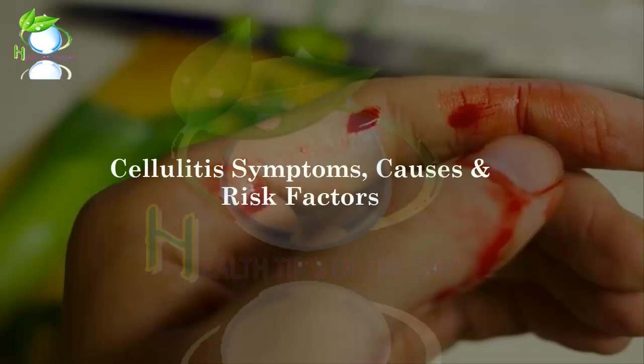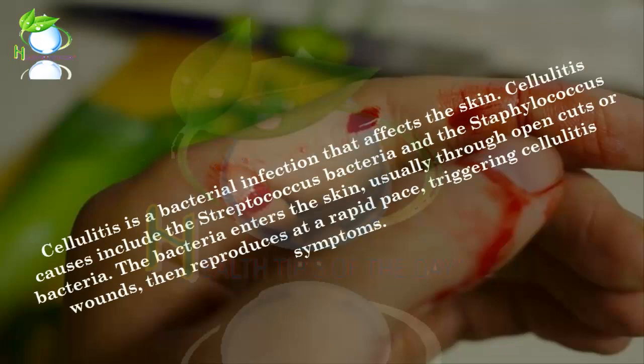Cellulitis symptoms, causes and risk factors. Cellulitis is a bacterial infection that affects the skin. Cellulitis causes include the Streptococcus bacteria and the Staphylococcus bacteria. The bacteria enters the skin, usually through open cuts or wounds, then reproduces at a rapid pace, triggering cellulitis symptoms.